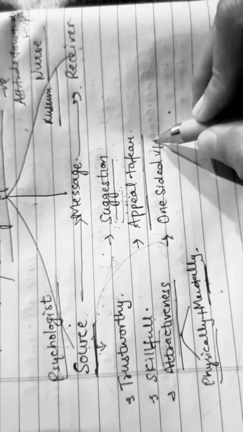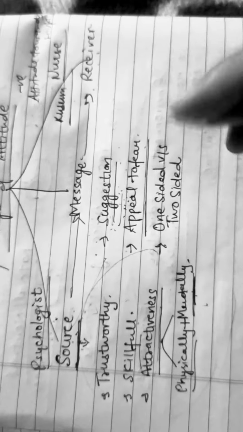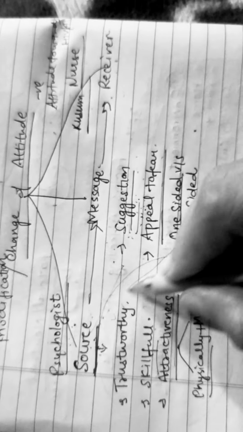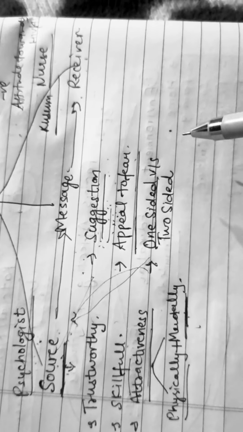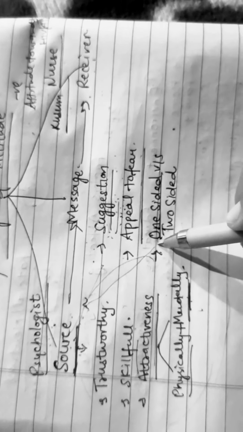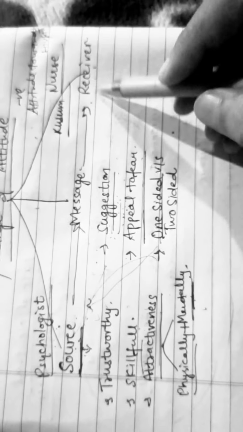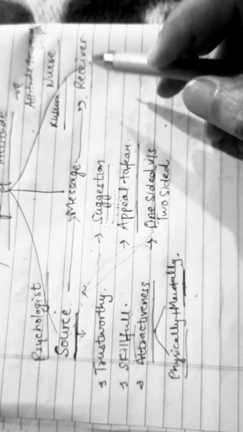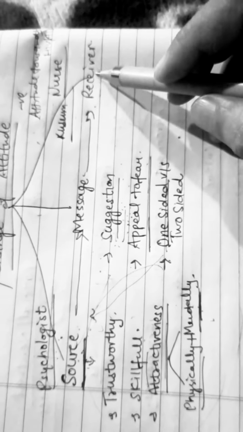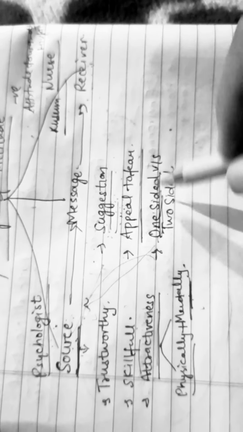one sided versus two sided message. One sided message means only the source person is going to pass the message. How? The one sided message approach we use when, during the session, we feel that my receiver can be easily manipulated. That means I don't need anyone else to change their attitude. So in that case only the source person is going to change the attitude.